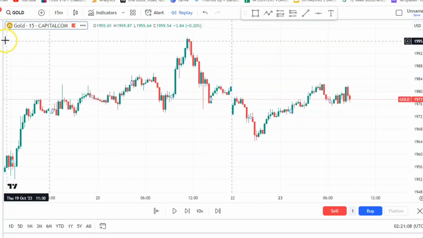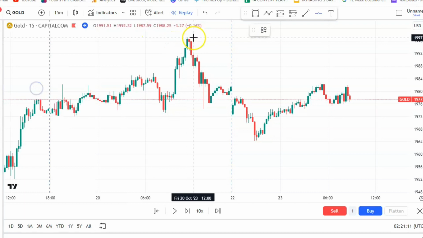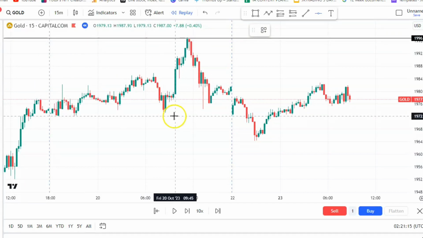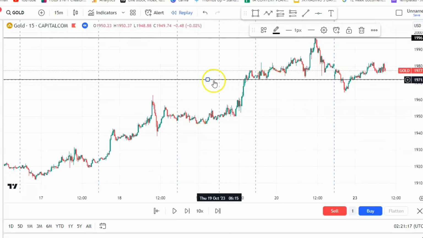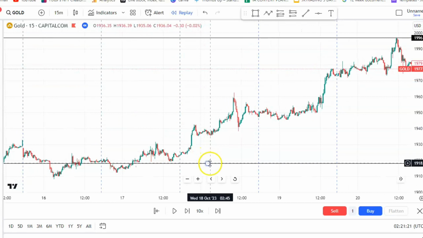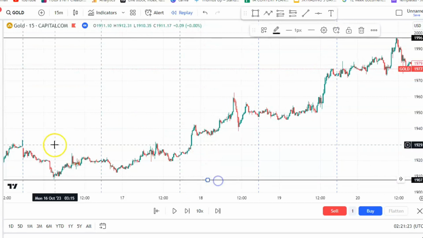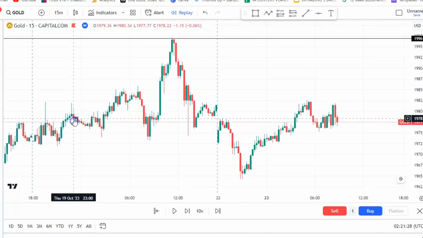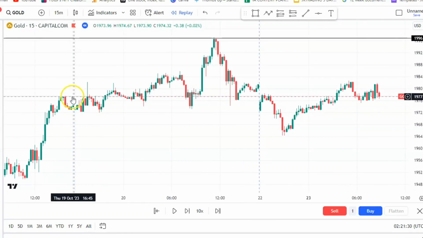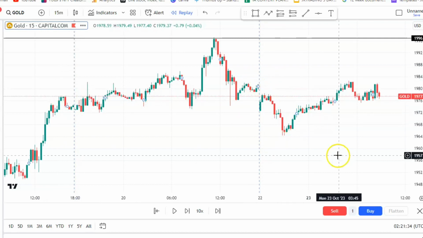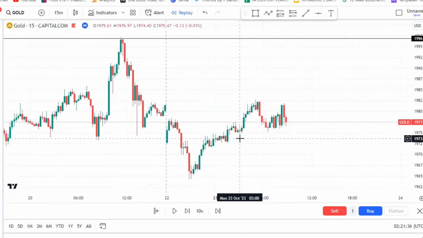Moving on to the next pair, which is gold. So that is Friday's high and low. So we will take this low to represent the low of the previous week on Monday. So we've been on this uptrend, and then on Friday, price closes up above the week's high.